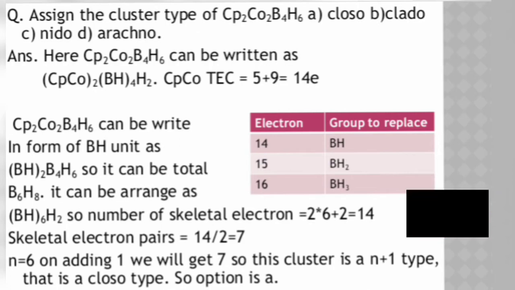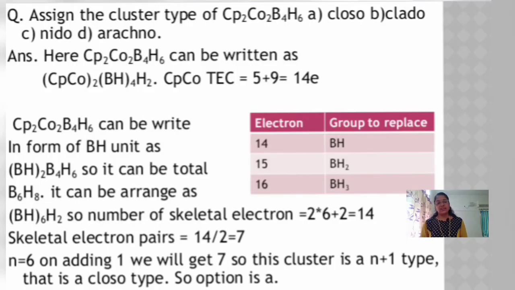Then after getting in terms of boron, we have to find out the skeletal electrons by Wade's rule. According to Wade's rule, we can split it in the form of BH units as (BH) whole 6, and the additional hydrogen atoms can be kept outside. That is, 2 hydrogens will be kept outside. So (BH)6H2. Each BH unit will provide 2 electrons for the skeletal structure or framework of boranes or carboranes according to Wade's rule. So here there are 6 BH units, giving 2 electrons each. So 6 into 2, plus each additional hydrogen atom gives 1 electron. Here 2 additional hydrogen atoms are there, so plus 2.